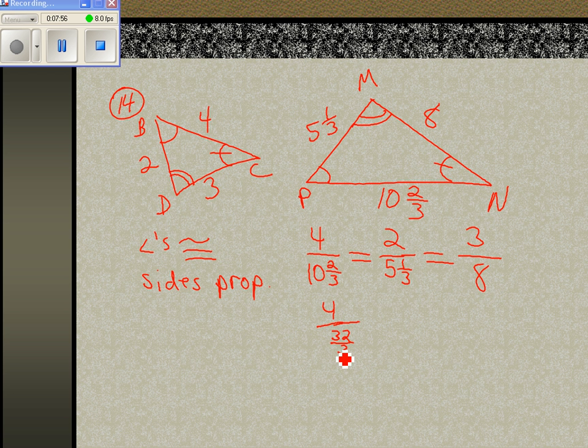Whenever you're dividing by a fraction, you're actually multiplying by the reciprocal. So the 32 is going to stay on the bottom, and you're just going to multiply the top by that 3. So what's 4 times 3? So we got 12 over 32. What's 12 over 32 reduced to?